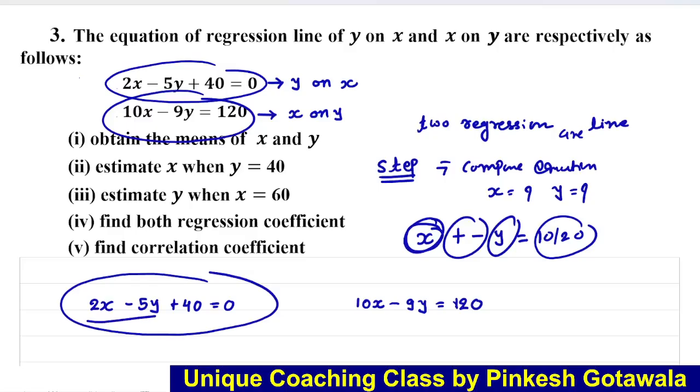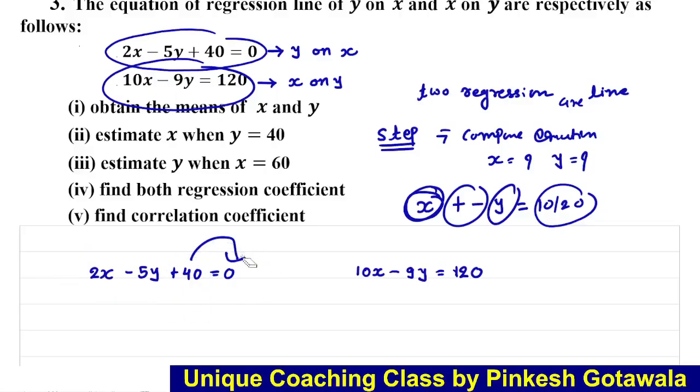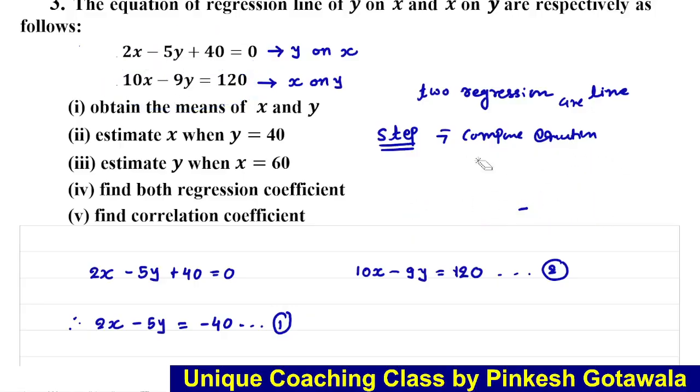So 2x minus 5y, and here plus 40, just take this 40 to this side, and you will get the normal form of the equation. Like that, plus 40 on this side becomes minus 40. Now you can see this becomes a normal perfect equation to solve. So give them numbers: this is the first equation and this is the second equation. So the first step is to make the equations normal, in the normal form.